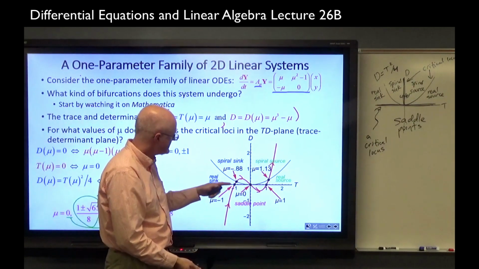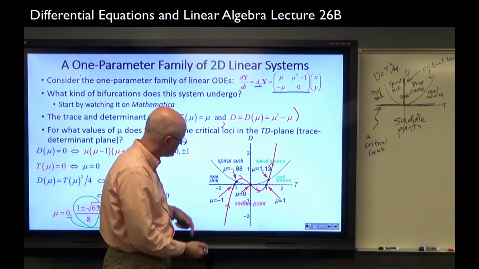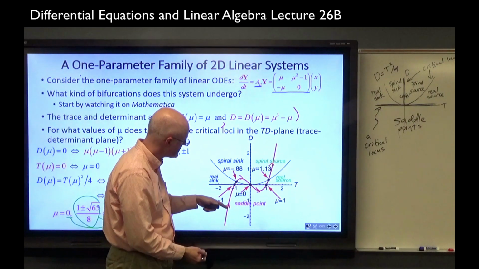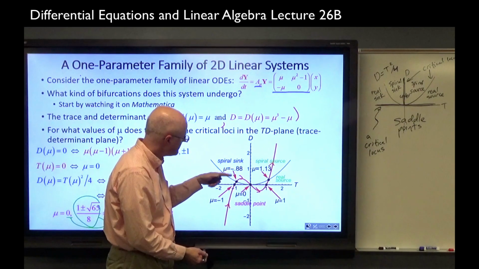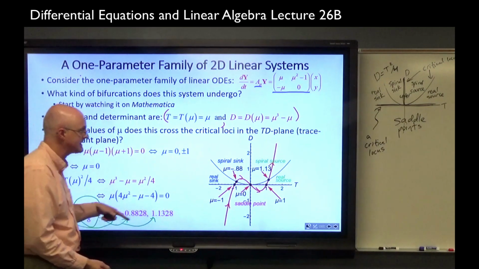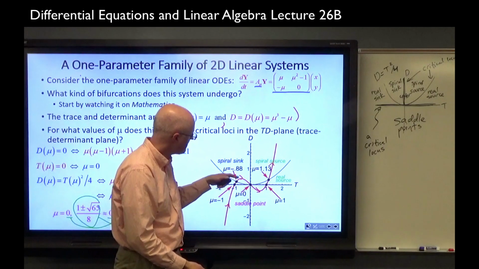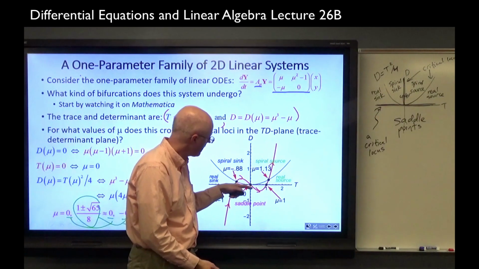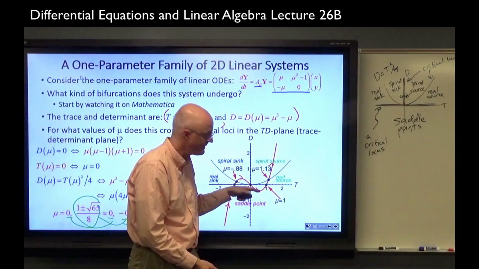And yes, we cross the t-axis when mu is negative 1. That's this point there. We cross from being a saddle point to a real sink. When mu is about negative 0.88, this one here, which is 1 minus square root of 65 over 8 exactly, you cross the repeated root parabola and you're into the spiral sink territory. Then when mu is 0, you cross the origin, you cross from the spiral sink to a saddle point.